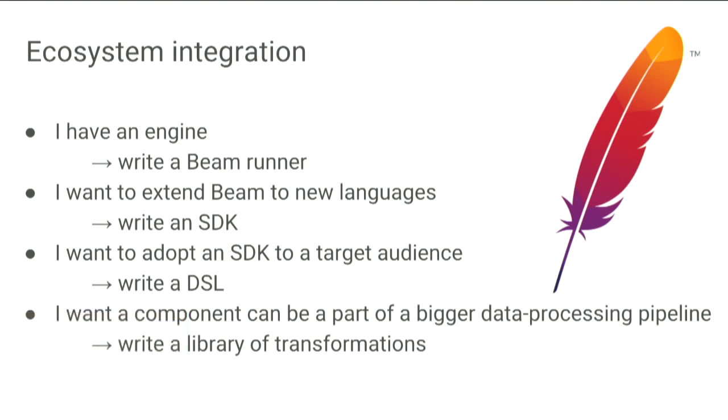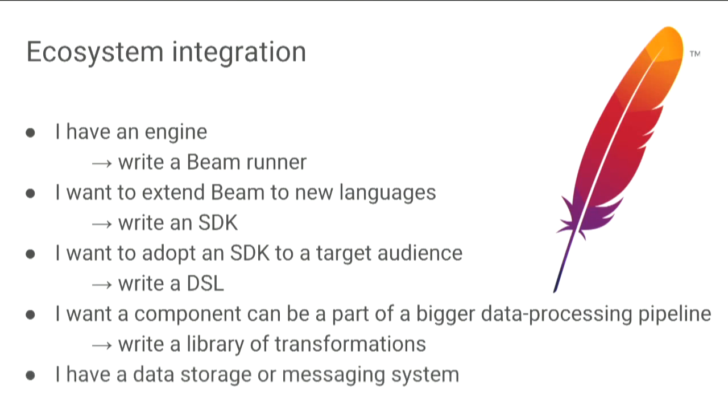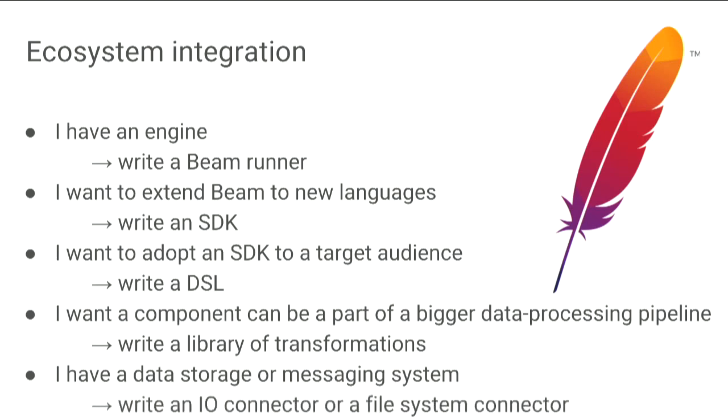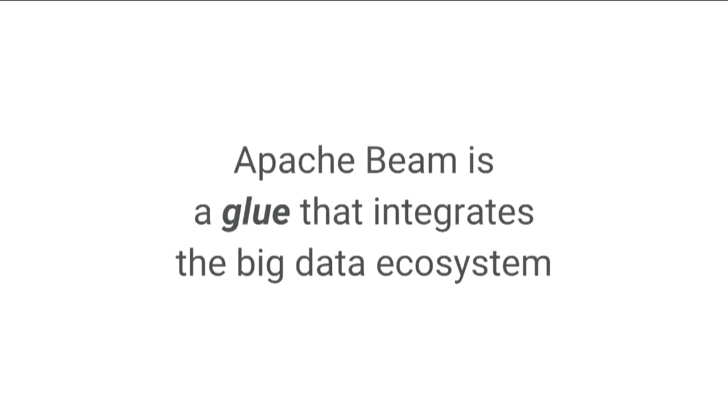For example, if you have a component that can be part of a bigger data processing pipeline, it's worth considering writing it as a library of transformations in Beam. And finally, a data storage or messaging system can be written as an I/O connector or a file system connector. This is my message of this section: Apache Beam is a glue that connects the big data systems together. It's for mutual benefit. By connecting with Beam, you either get more user communities or your user community has access to multiple engines. And that is the real benefit of Beam.